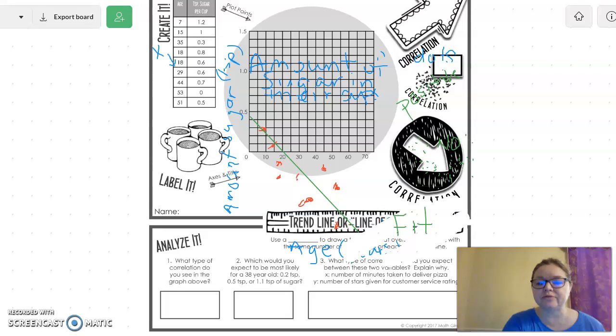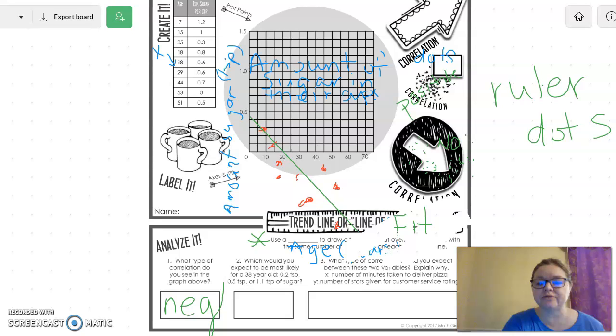And you're going to write in these words where it had like a little sentence. So it says use a ruler. I don't have a ruler, I just use a nice little line here, to draw a trend line that overlays the graph with the same number of dots, or points, it should really say points, on each side. And I got close to that. All right, so what type of correlation did we see in this graph above? We saw a negative correlation. Over time, the amount of sugar used was going down.